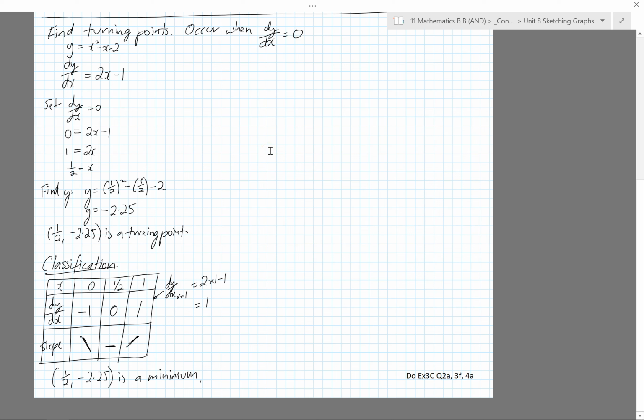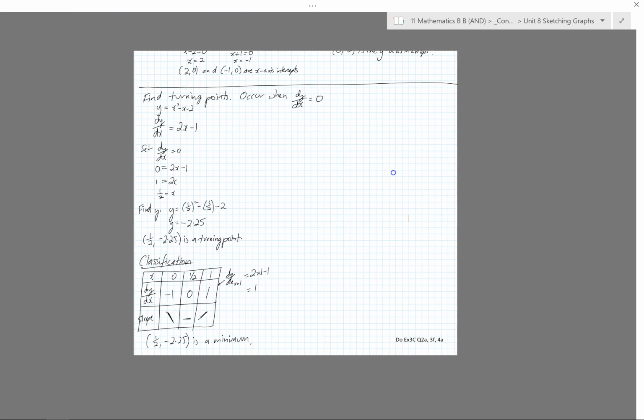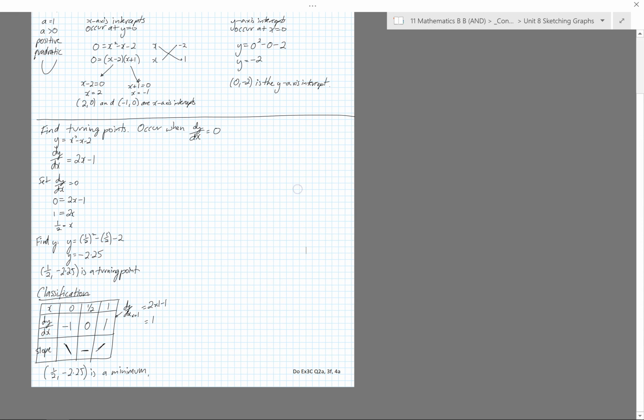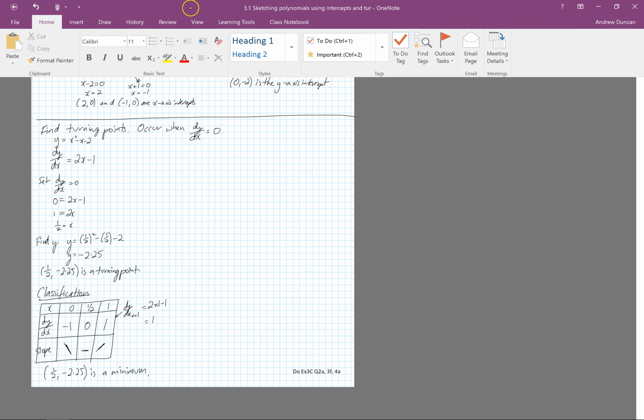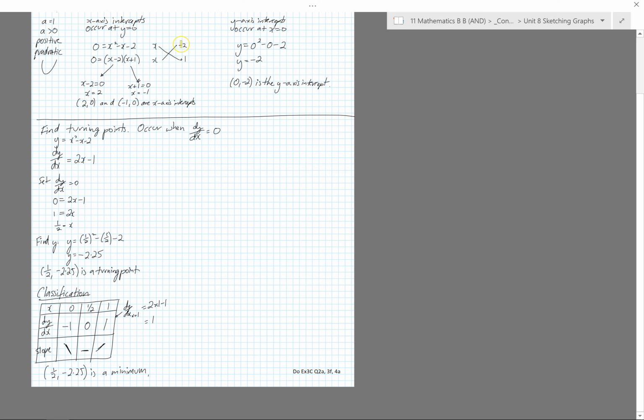Okay, so you've had your half a second to do that, and hopefully by now you've found that a half and minus 2.25 are the coordinates of the minimum. So if I zoom back and take a look at what's going on and get my highlighter out, because I know you guys love using highlighters, I've got this piece of information: x-axis intercepts, y-axis intercept, and a minimum. I also know it's a positive quadratic. So I'm just going to use this highlighted information to sketch the graph.